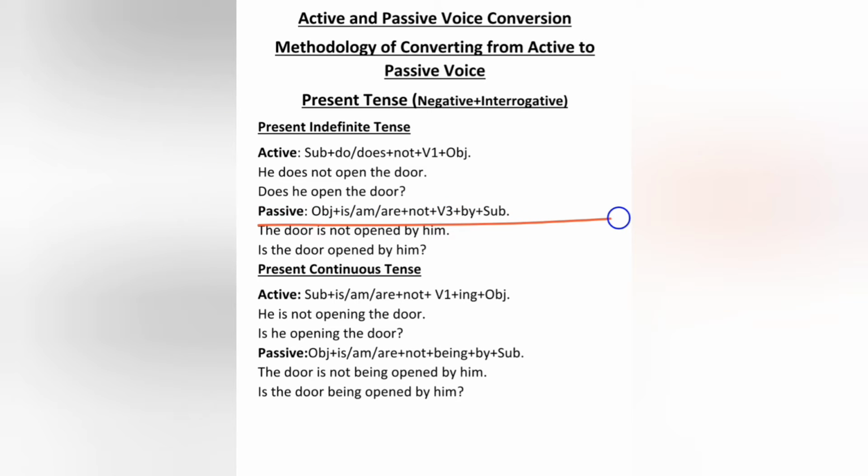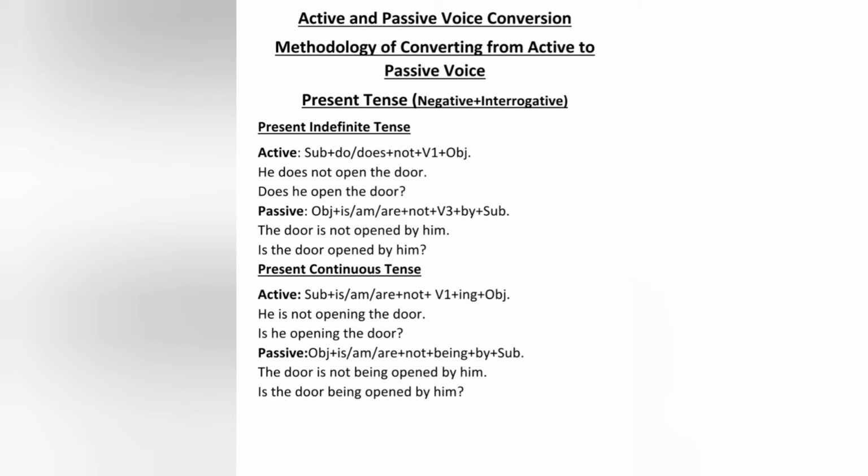And the methodology for making negative passive sentences: object, is, am, are, not, with third form of verb, by, and subject. For example, the door is not opened by him. And the interrogative form would be: is, am, or are, or the auxiliary that we use, will come in the beginning of the sentence and the rest of the sentence will remain the same. For example, is the door opened by him?